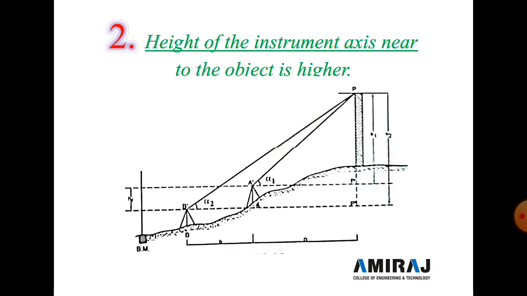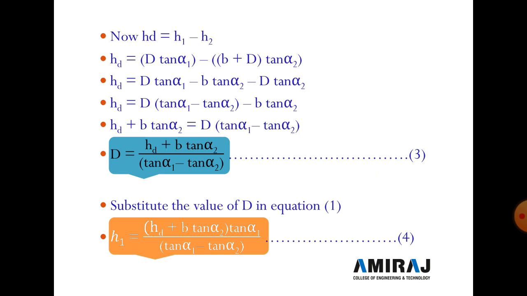So this equation is generally used to find out the horizontal distance between the instrument station to any object. So d is equal to hd plus b tan alpha 2 divided by tan alpha 1 minus tan alpha 2. So this one is a final equation, equation number 3 for finding out the horizontal distance.